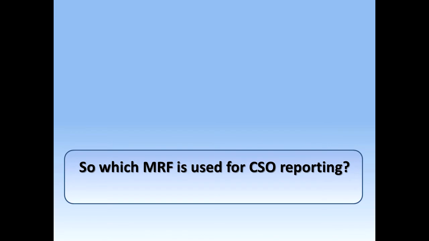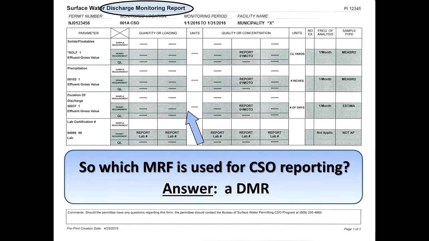So which monitoring report form is used for CSO reporting? For the purposes of CSO reporting, permittees will be required to report on DMRs. Here is an example of what a DMR form will look like in January of 2016 for the outfall with the lowest numerical monitor and location designator. Depending on the outfall number and the timing within the permit cycle, actual CSO DMRs may vary slightly from this example. Variations in the CSO DMRs will be further explored in more detail during the second part of this training series.